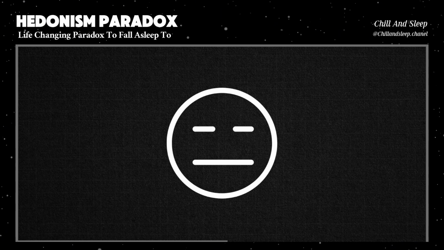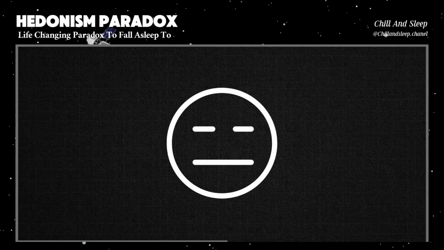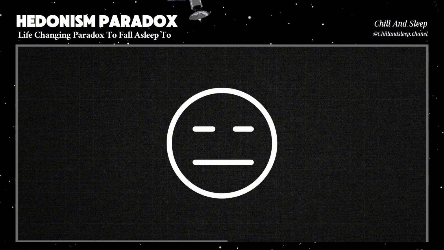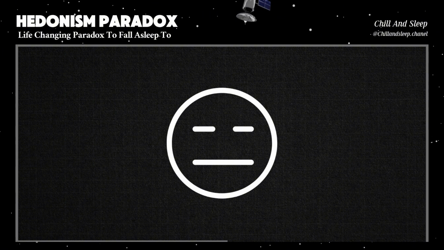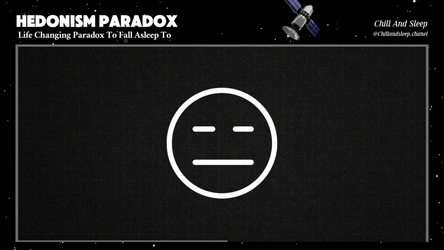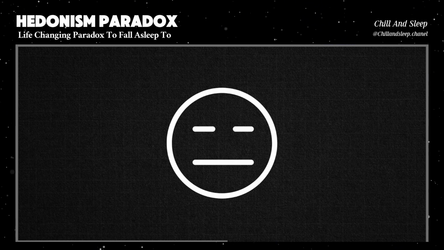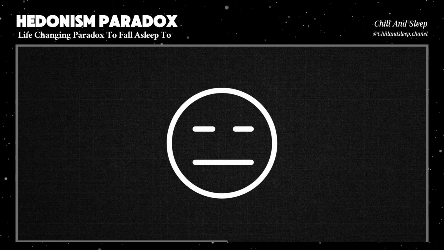At its core, the paradox reveals a strange truth. When you make pleasure your ultimate goal, it often eludes you. But why does this happen, and what does it teach us about the nature of happiness? Let's start by unpacking what hedonism means. Hedonism is the philosophical idea that pleasure is the highest good, the ultimate purpose of life.